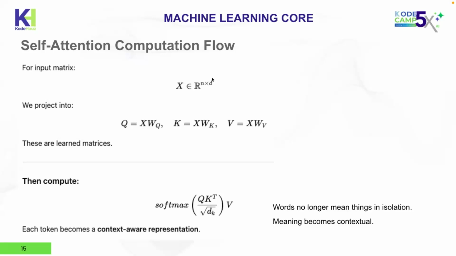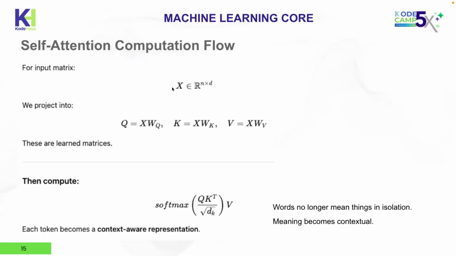But the most important aspect of it is that the dimension of X is n by d, where d is the dimension of the embedding size, right? And then n is basically the number of elements, right? So X is an input.